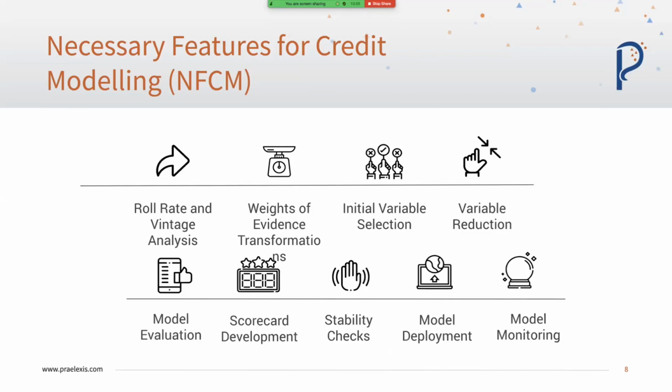Building credit scorecards involves a series of well-established steps that involves, amongst others, the determination of the definition of bad. In other words, what is the probability of recovery if a loan is in arrears? This is determined using roll rate and vintage analysis. Weights of evidence is a nonlinear transformation that renders the model more robust. This requires manual adjustment of bin boundaries.